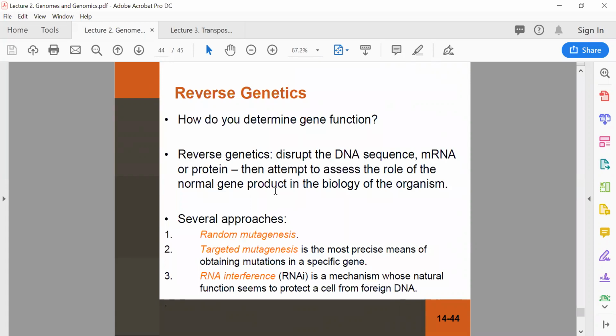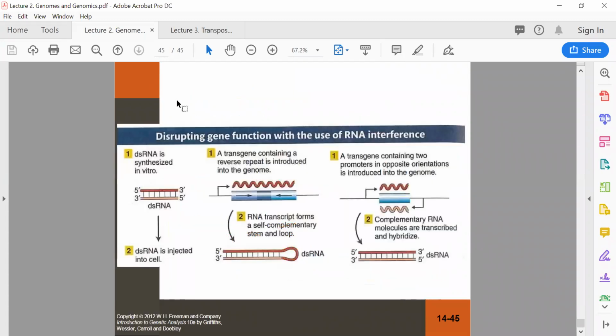So there's several approaches that are used to interfere with gene function for the purpose of reverse genetics. And here are 3 listed: random mutagenesis, targeted mutagenesis, and RNA interference, abbreviated to RNAi. And this just illustrates that process of RNA interference for your interest.